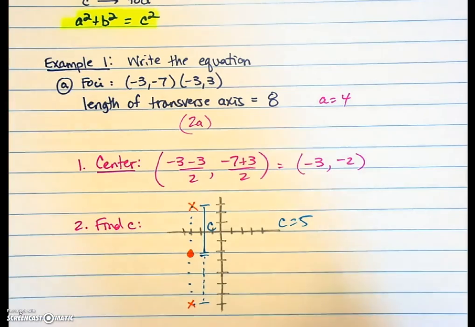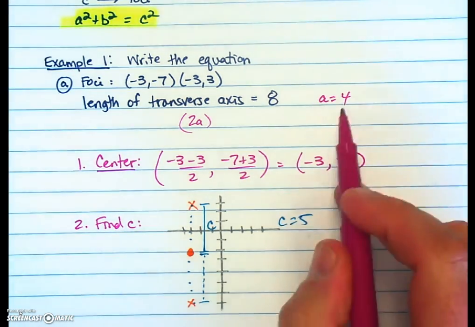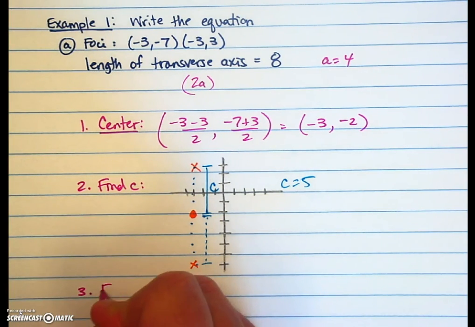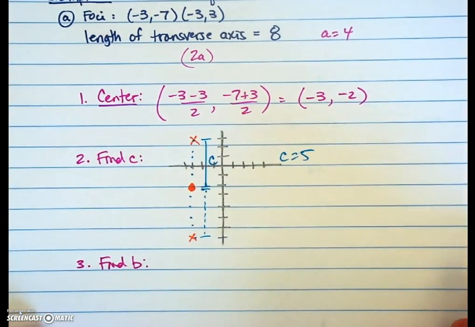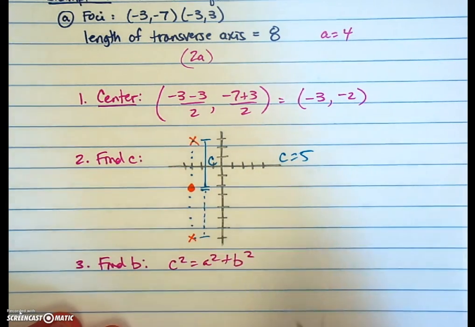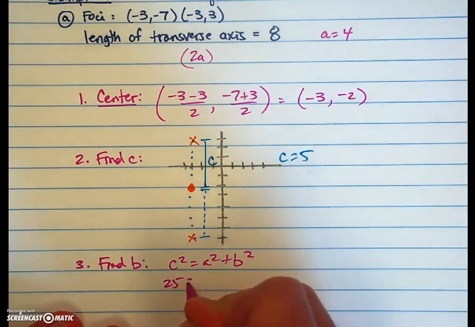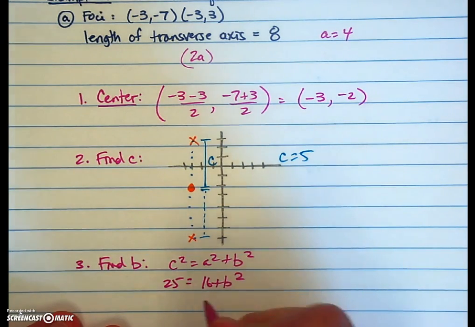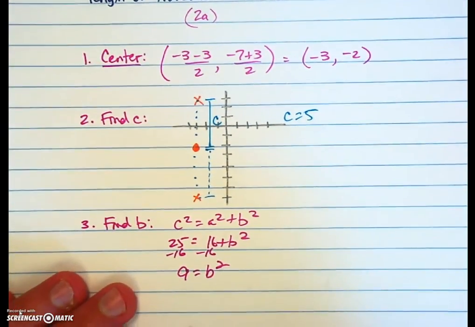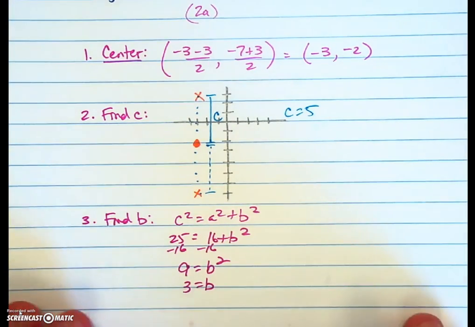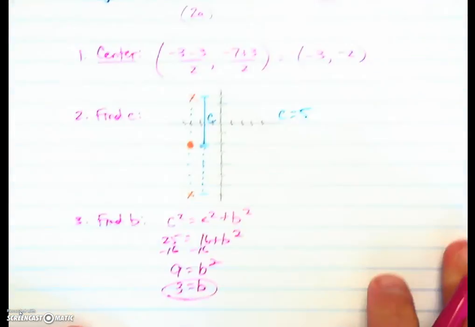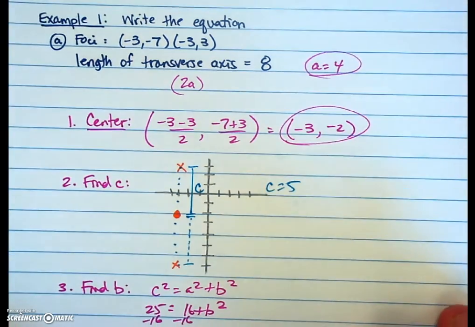So I now have my A value and my C value and my center. So the next thing I'm going to do is I'm going to go and find B, because I need to know B in order to write my equation. So what I know is that C squared is equal to A squared plus B squared. So C squared in this case is 25. A squared is 16. So subtract 16. We get 9 equals B squared, which is really what I need. But if you wanted to go one step further just to get B, you could do that here.